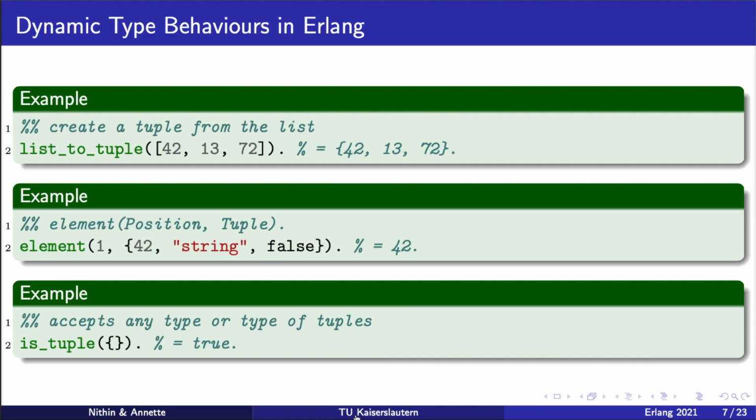So here is some of the dynamic behavior of Erlang. For example, this function list to tuple. The output type of this function depends on the values in the list. Other functions like element or is tuple are the same. The output of these functions depends on the values passed to them, and these types are dynamically formed. We need dependent types to type check these kinds of dynamic behaviors. And this makes introducing a static type system to Erlang a difficult task.